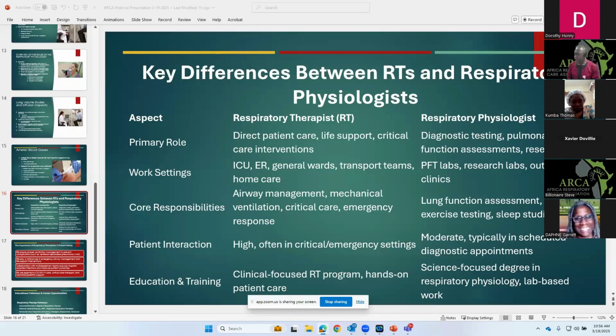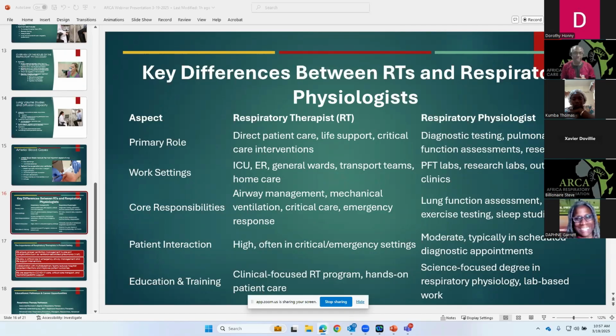For a respiratory physiologist, it is not as high as for a respiratory therapist. It's considered moderate because they typically help in a lab. They help to schedule patients. The patients are not really that critical. After testing in the physiology lab, the patients usually go home.